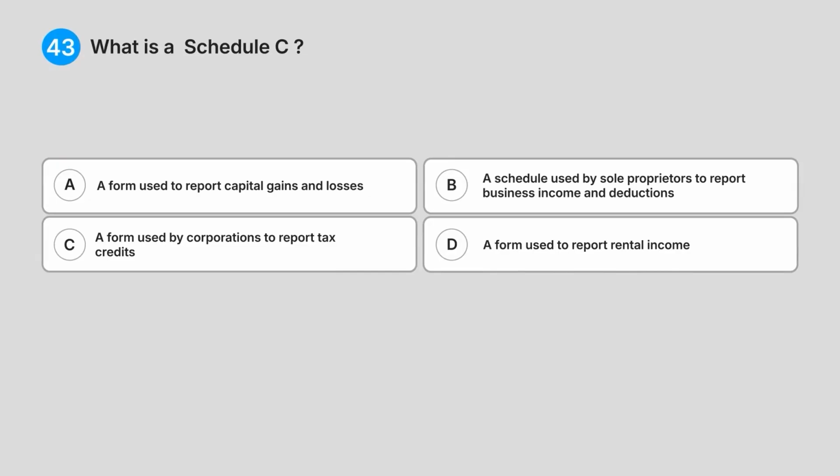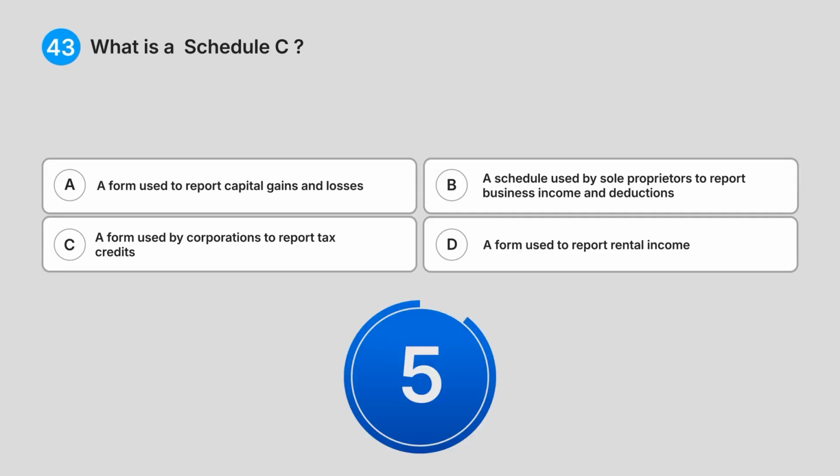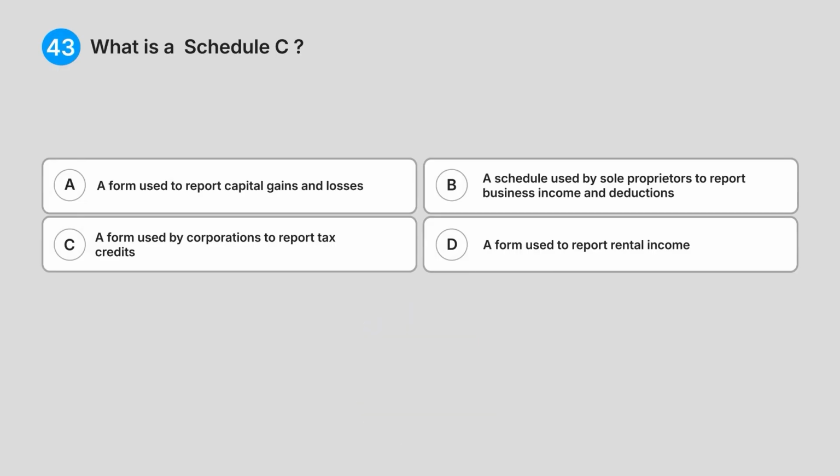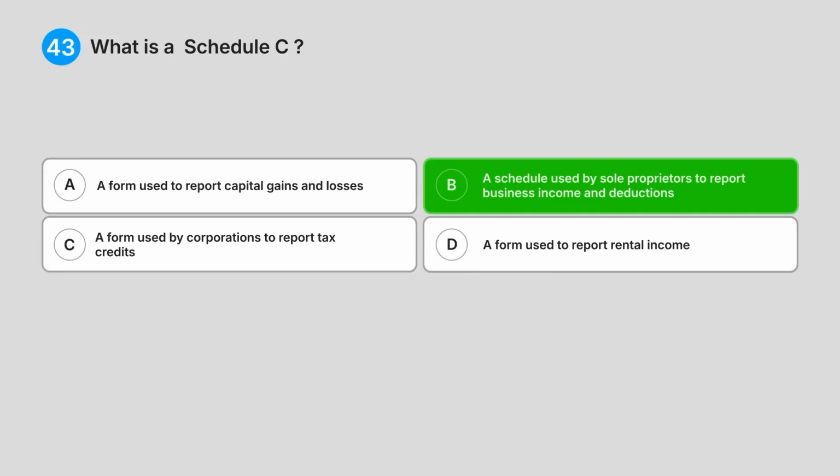43. What is a Schedule C? A. A form used to report capital gains and losses. B. A schedule used by sole proprietors to report business income and deductions. C. A form used by corporations to report tax credits. D. A form used to report rental income. Do you know the answer? Correct answer, B. A schedule used by sole proprietors to report business income and deductions.